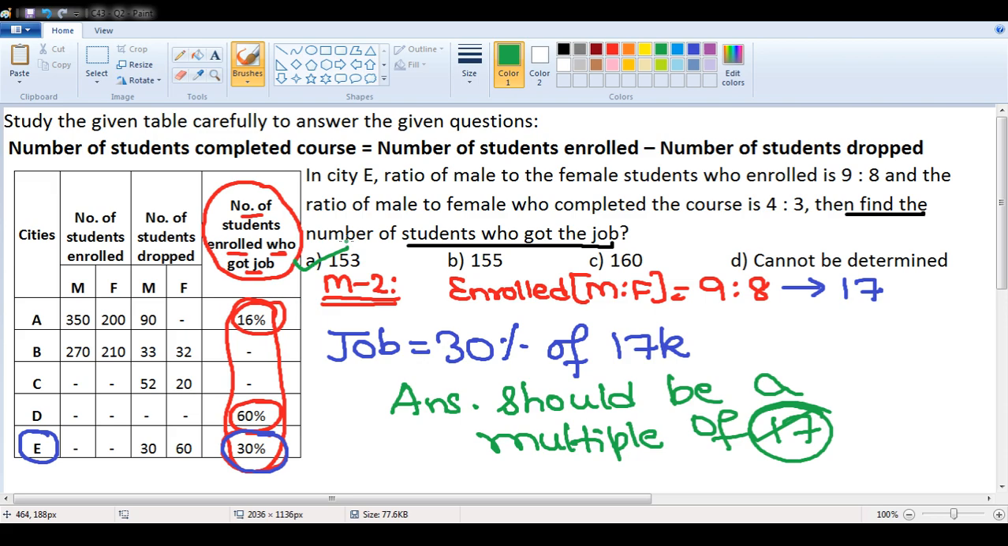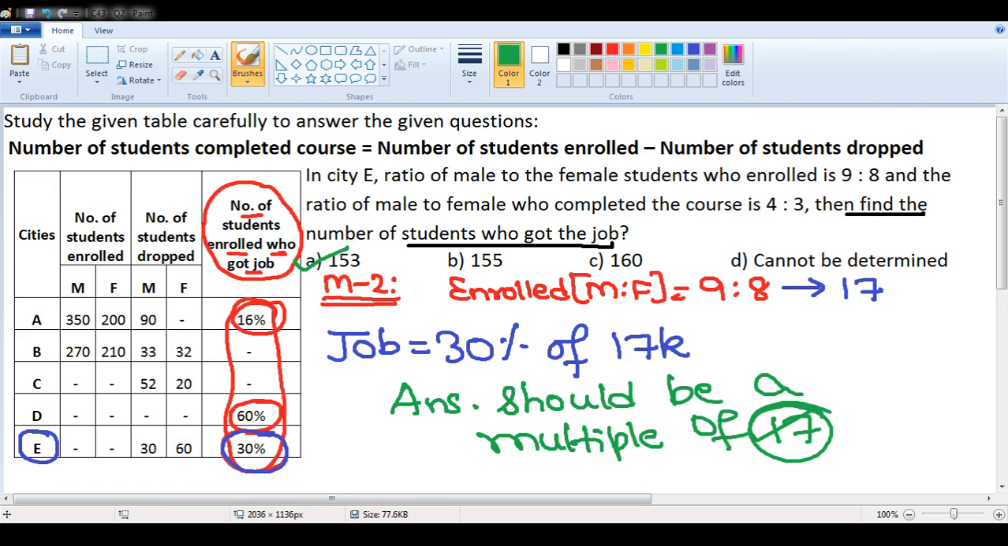Answer is 153. Getting the idea? There are some enrolled students. From the total number of enrolled students, 30% will get the job. So enrolled students according to the ratio is 17. So 30% of 17 or any multiple of 17 rather, 34, 51 or whatever it is. That means 34, 51, 68 all are multiples of 17, or in other words the answer should be a multiple of 17. Simple. 153. A smart student sitting in the class might get a doubt.